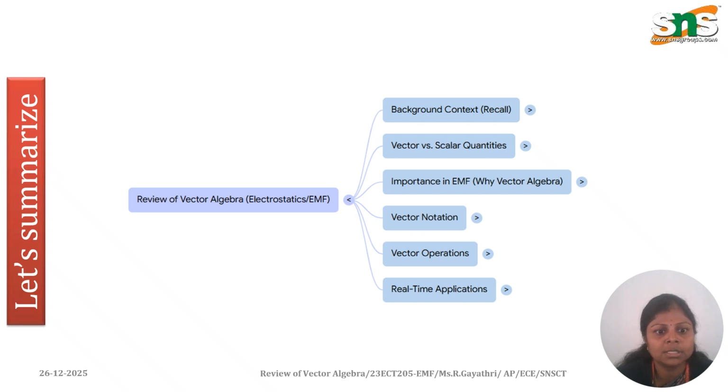These are the summarized parts of our discussion. Today we have discussed the review of vector algebra. In that, we discussed the electric field, magnetic field, vector quantity and scalar quantity, the notations of vector quantity and vector operations, and last, the real-time applications.